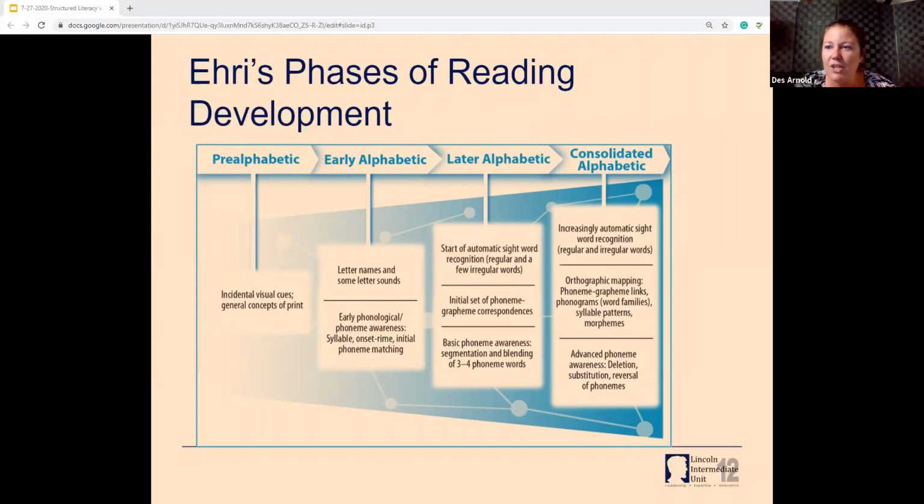Does anybody have any questions about Ehri's phases of reading development? It's pretty cool to look at this from a writing perspective too, how the incidental visual cues might look like a little scribble.